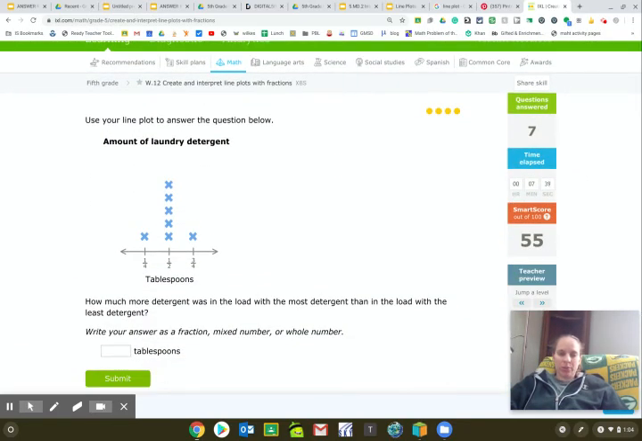And how much more detergent was in the load with the most detergent than in the load with the least detergent? Looking at this chart, I can see that the most detergent was 3/4. The least detergent was 1/4 tablespoon. So 3/4 minus 1/4 is 2/4. I could write it as 2/4, or I could have also written it as 1/2 a tablespoon.